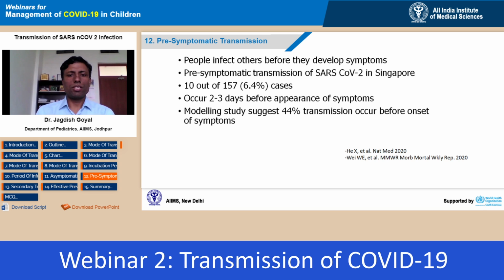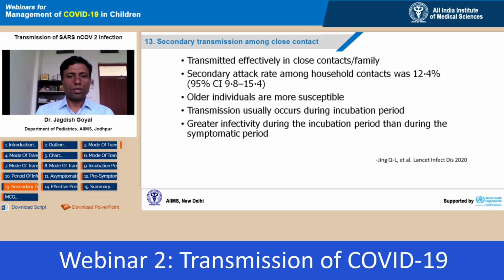Pre-symptomatic transmission is defined as people who infect others before they develop symptoms. Pre-symptomatic transmission has been studied in Singapore and was found to happen in 6.4% of cases. It occurs 2 to 3 days before appearance of symptoms, and modeling studies now suggest up to 44% of transmission occurs before onset of symptoms.